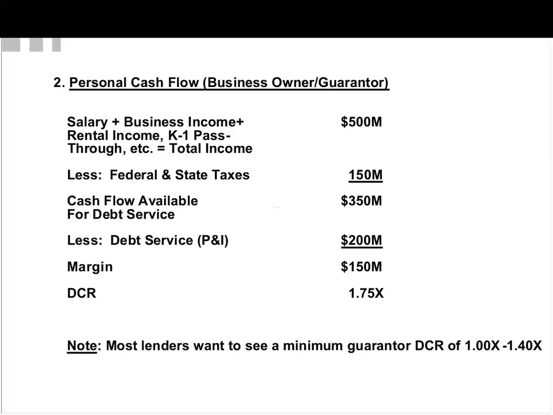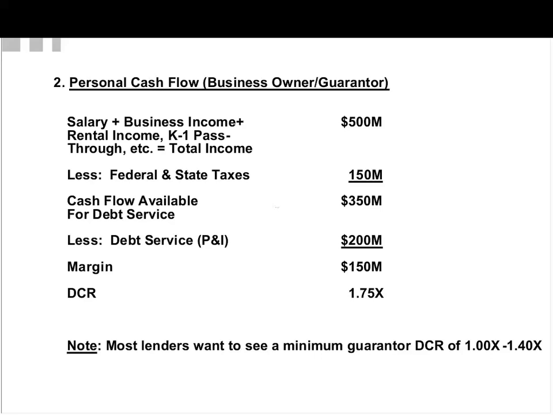The inflow: salary, business income, rental, K-1 pass-through, 500,000. We then subtract off taxes. I put right below the word state the number 9. If you're dealing with Texas or Florida, those are 2 of the 9 states that have no state income tax, so you would eliminate that. It wouldn't be there. All the other states, you'd have federal and state.